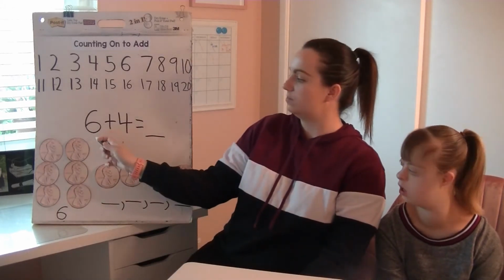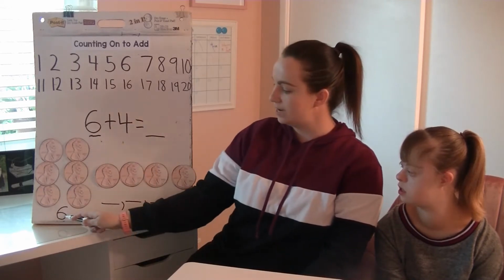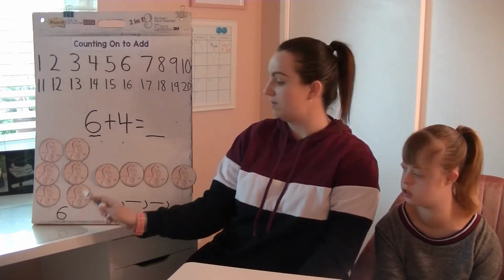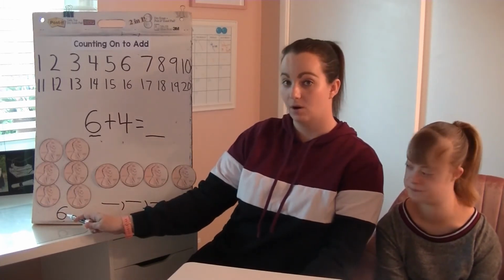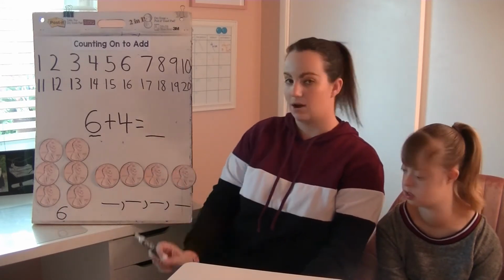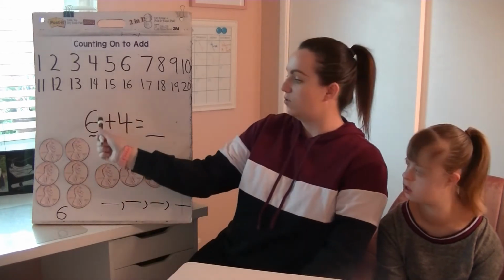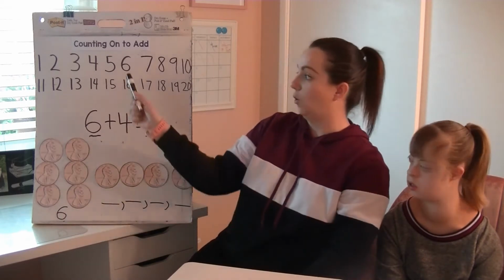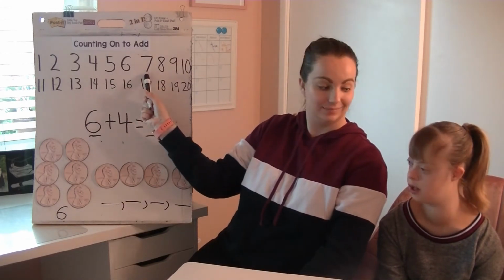We already have our bigger number. We know it's 6, right? We already have 6 pennies here. Then we have 4 more. Let's keep counting on or count what comes after 6 to find out what 6 plus 4 equals, okay? We already have 6. Let's count on what number comes after 6.